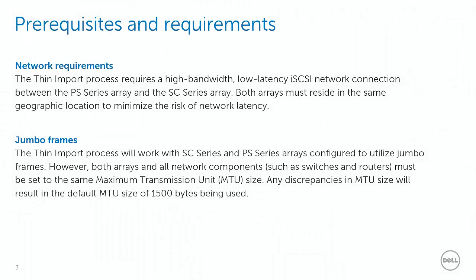Prerequisites and requirements. Network requirements: a high bandwidth, low latency iSCSI network. Both arrays must reside in the same geographic location. Jumbo frames: both arrays and all networking components must be set to the same MTU size. Discrepancies in MTU size will result in a default size of 1500 bytes.